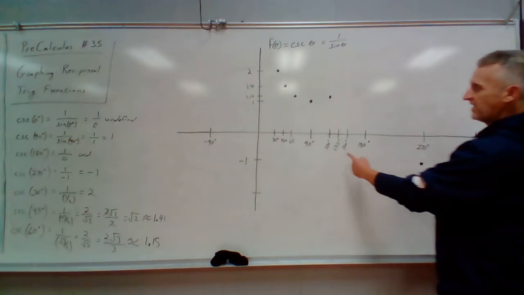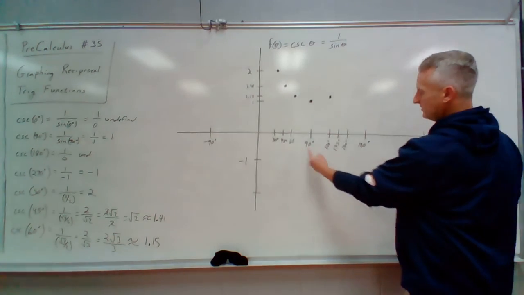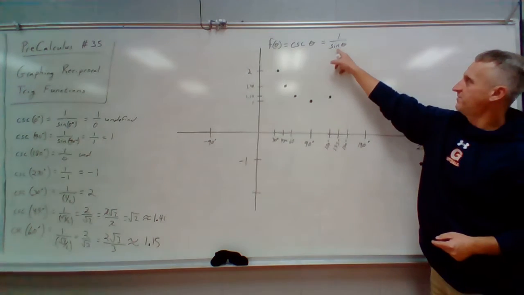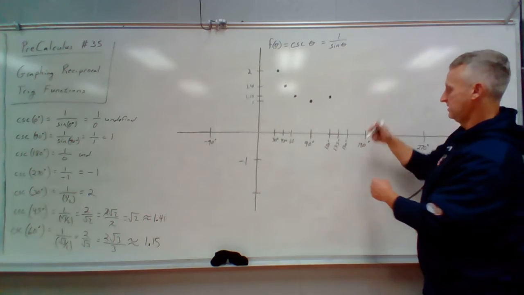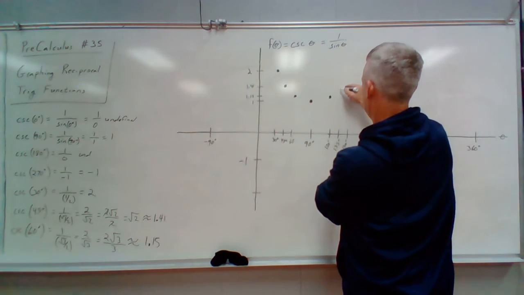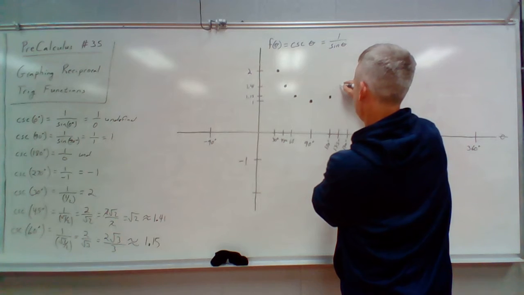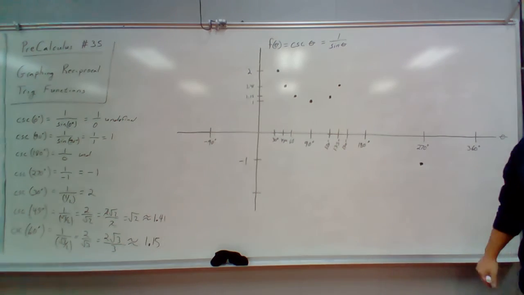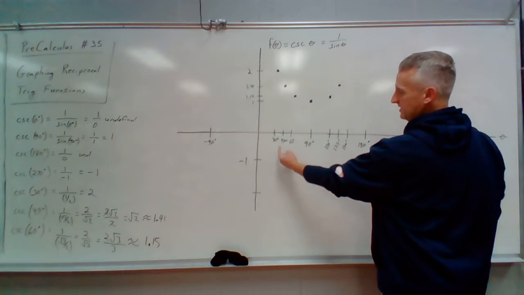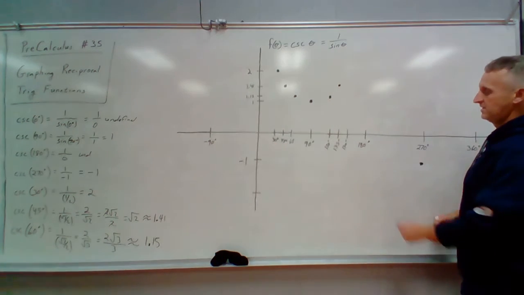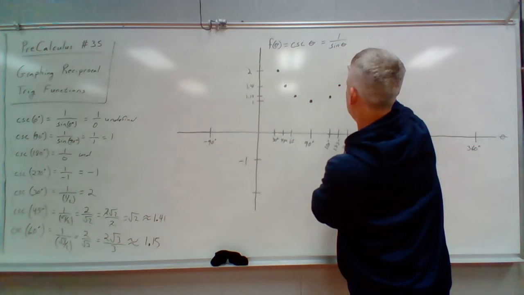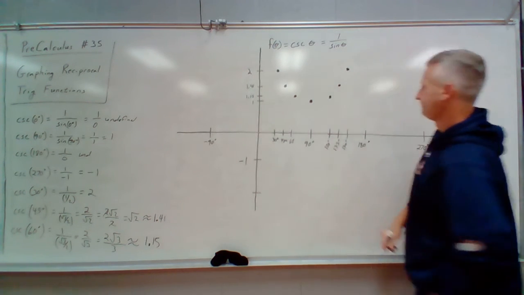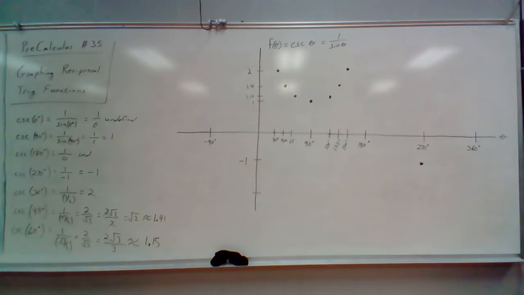And then 135 degrees would match up with the 45 degrees. The y-coordinate is positive in the second quadrant. So my answer would be positive 1.41 here. 150 degrees matches up with the 30 degrees. And again, it would be positive. So we are up here at 2. So it looks like that.